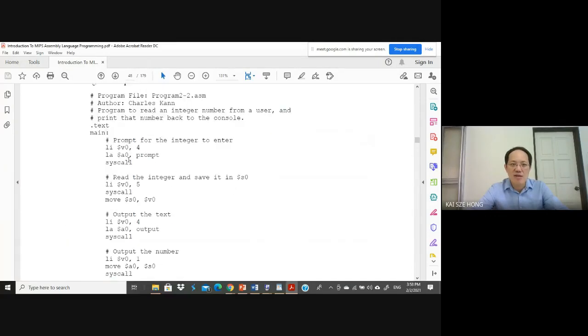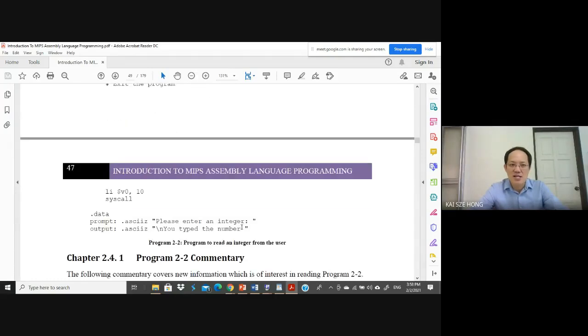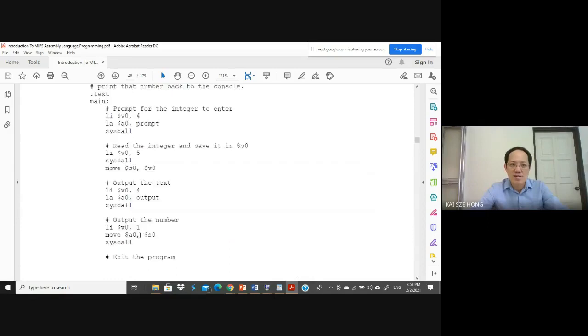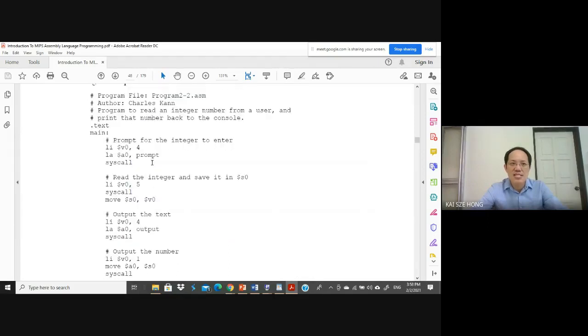Just exactly like my Intel. After that, it will show, please enter an integer. After that, li $v0, 5, and the syscall, then we get an integer. They store the value in $s0. Then from there, they output the text, you have typed the number, what is the number? So this is the syntax.